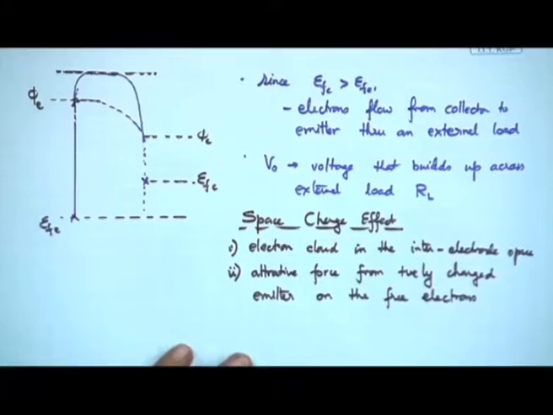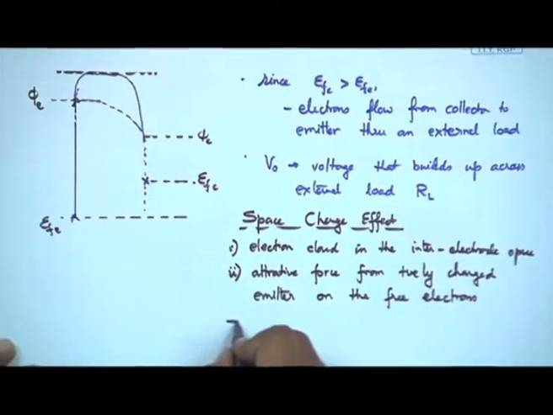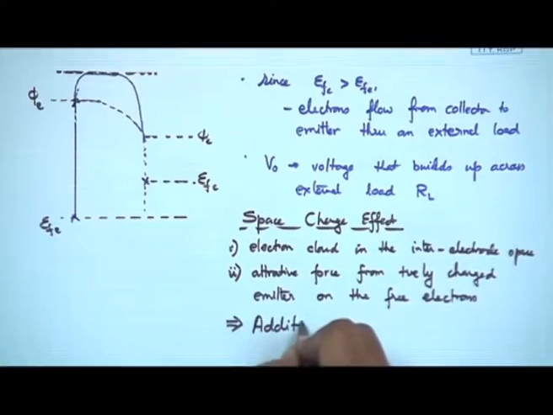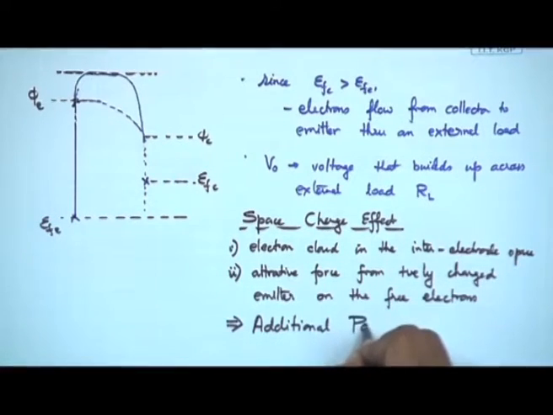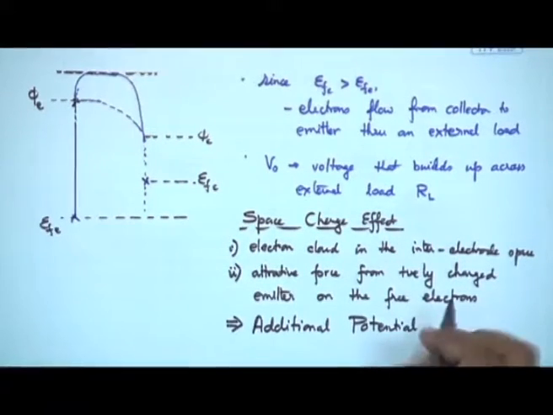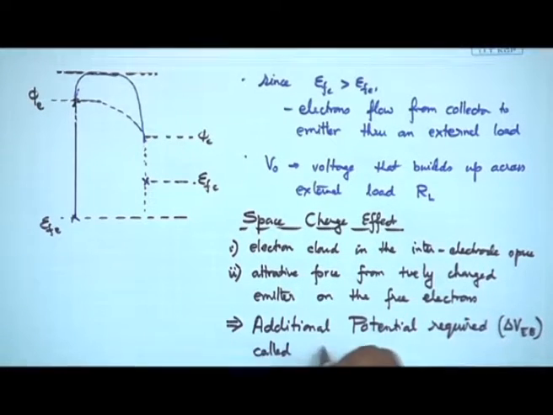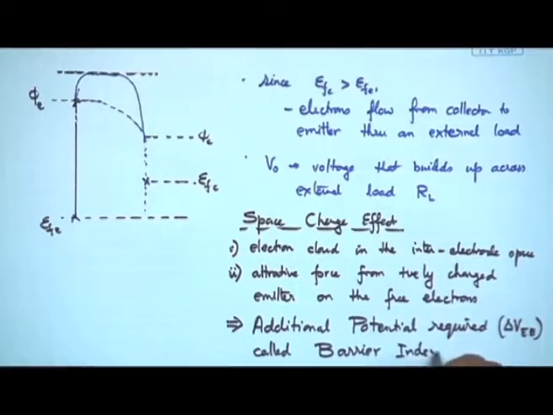Okay. So, therefore, what is the net effect? Net effect is there is an additional potential that is required. Okay. So, there is an additional potential that is required, and that is called, we will denote it as delta V E B. Okay. This is also called sometimes as barrier index. Just it helps to know these names.